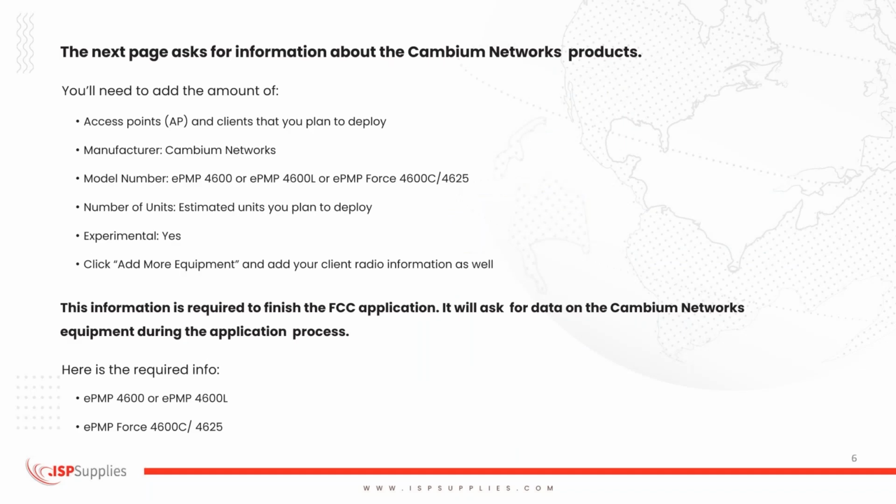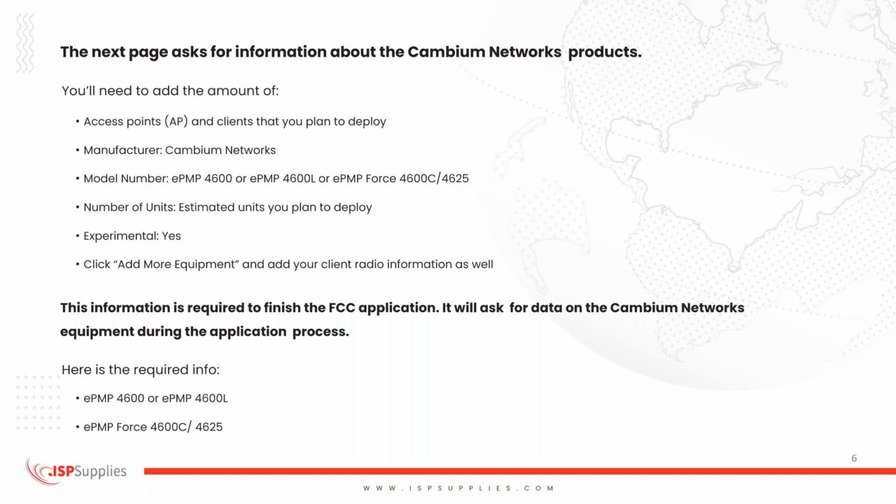All right, so what you want to know, of course, is which access points and clients you're going to deploy. If it's Cambium Networks, of course, that's the ePMP 4600, ePMP 4600L, or the ePMP Force line. Of course, if it's, say, Mimosa, that would be the A6 and C6X. And then how many units you're planning on deploying. And of course, this is experimental, and so you would add equipment at that point.